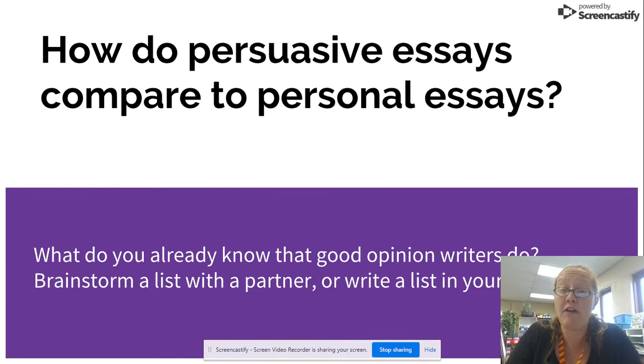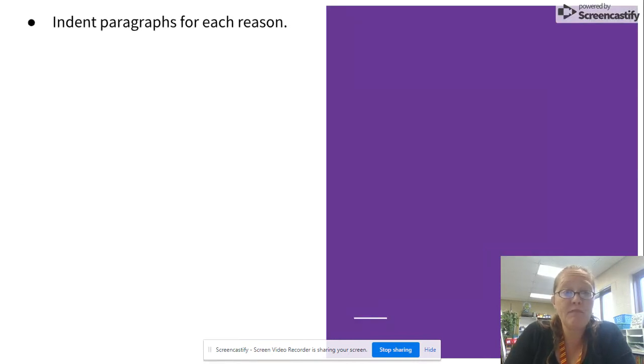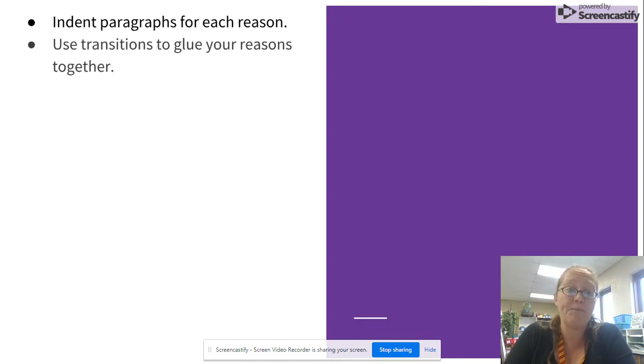Okay, so you should have your list of good opinion writing characteristics figured out. Let's take a look at some of the things that hopefully you have in your list. We need to make sure we're indenting our paragraphs for each reason. So every time you start a new reason, you should have a new paragraph, and that paragraph should be indented. So skipping a few spaces into the line so that the paragraph is clear for your reader.